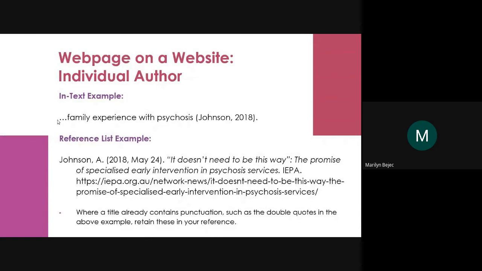Web page on a website with an individual author. So you have here the direct quotation, and you have the author's surname. On the same procedure, you have the comma and then the year. In the reference list, you have the author's surname followed by the title of the article on the web, and then the URL or the web page. Take note that if the title already contains punctuation, such as the double quotation marks in the above example, retain this in your reference.